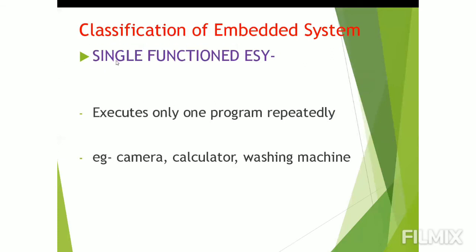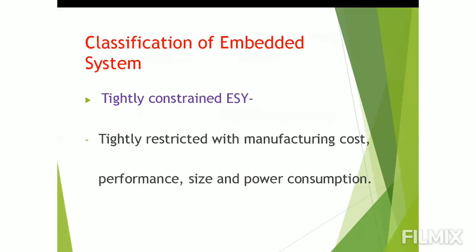Next embedded system is single function embedded system. In this type of system, we have to execute only one program repeatedly. Means execution of program takes place repeatedly. Example, camera, calculator, washing machine.